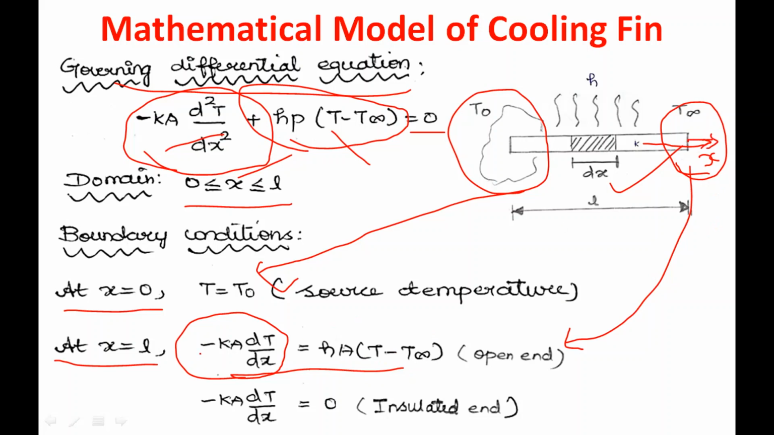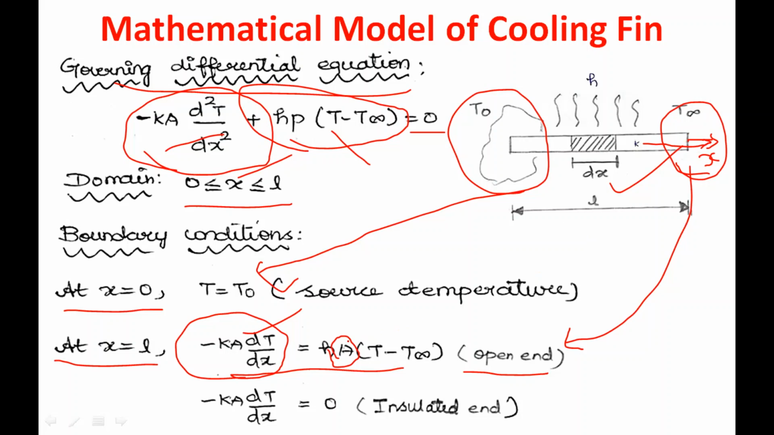So here you see, if you want to describe it as an open end, then the boundary condition will be like this. Amount of heat conducted at this point will be equal to the amount of heat convected. That is the amount of heat transferred through convection. You see, h into A we are using. Why we are using A? Because heat convection takes place from the free end area of cross section, not from the surface.